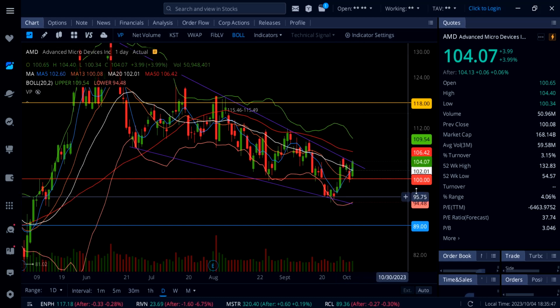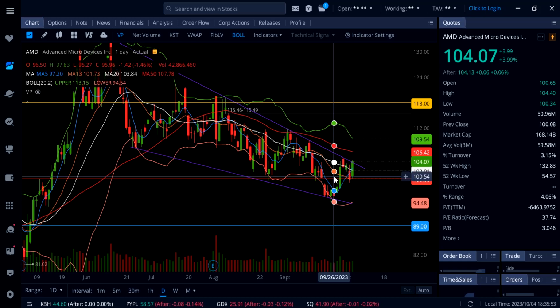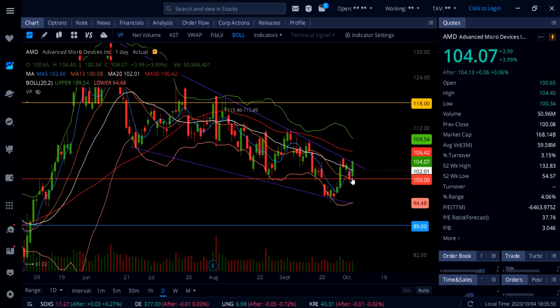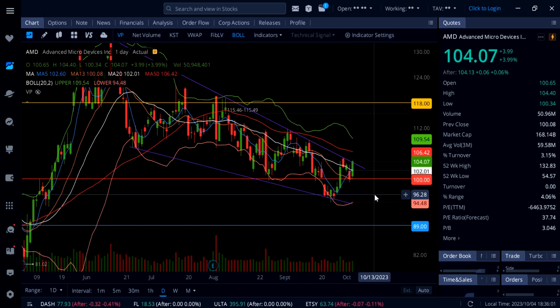we also have support down here, 102. And again today, guys, it's holding 100. So this is going to be a key level to watch on a pullback, 100. But so far, it looks good. And if this breakout can actually hold, you're going to see a lot more upside on AMD.